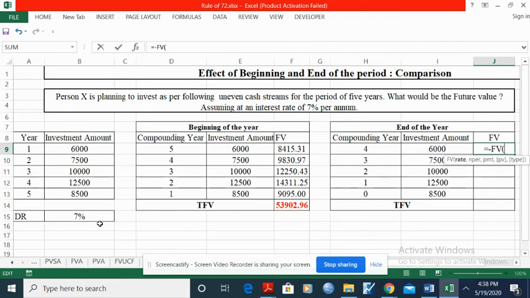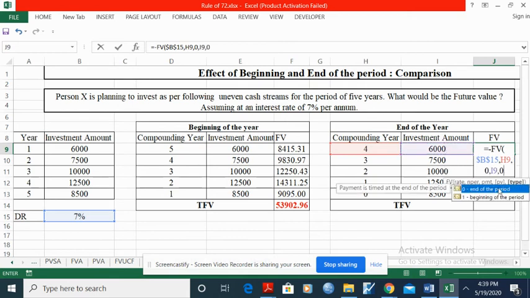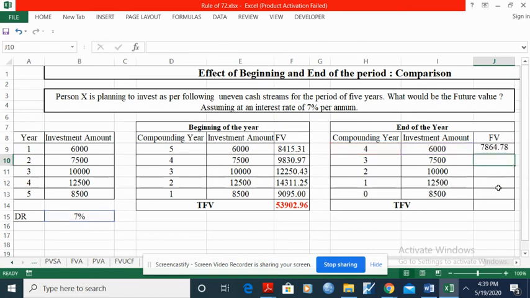Similarly, come back to the end of the period calculation: equal to FV, double click, then multiply by minus. So the interest rate 7% is constant. Please lock the cell with the F4 function key. Number of periods: 4. PMT 0. Present value: you have to select this cell. End of the period, please choose 0, because we are assuming the end of the period.